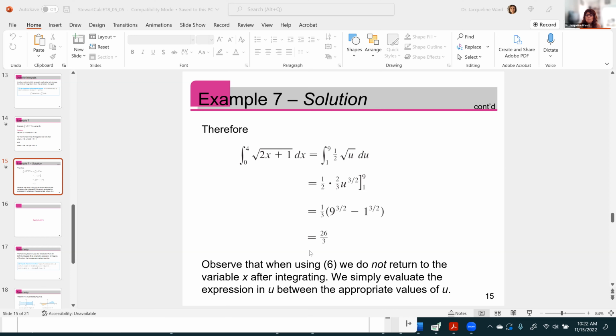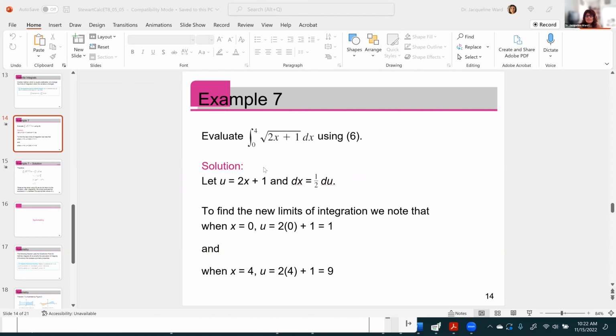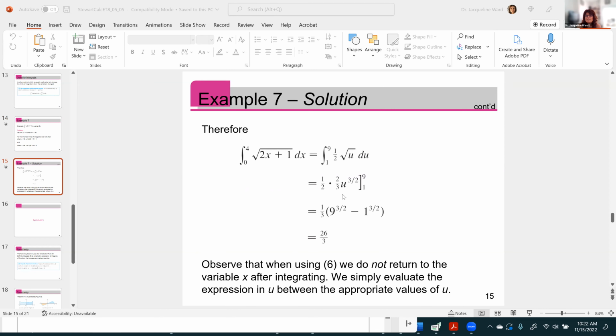Notice we don't go back to an x after integrating. And that's because these limits are for u, right? We're substituting these limits when we evaluate in there for u. We've changed the x limits to u limits, okay? This is the preferable way to do it.